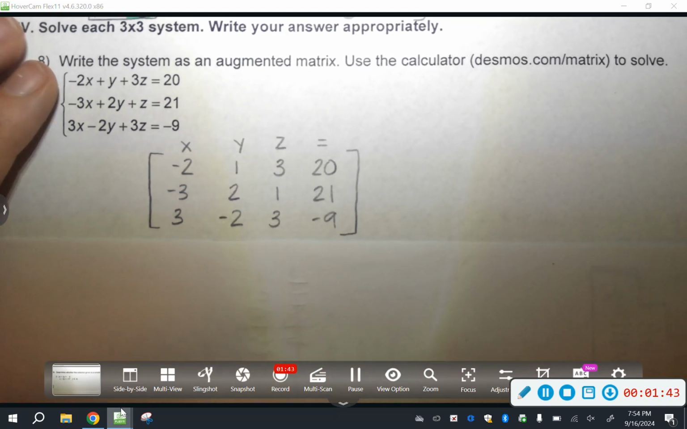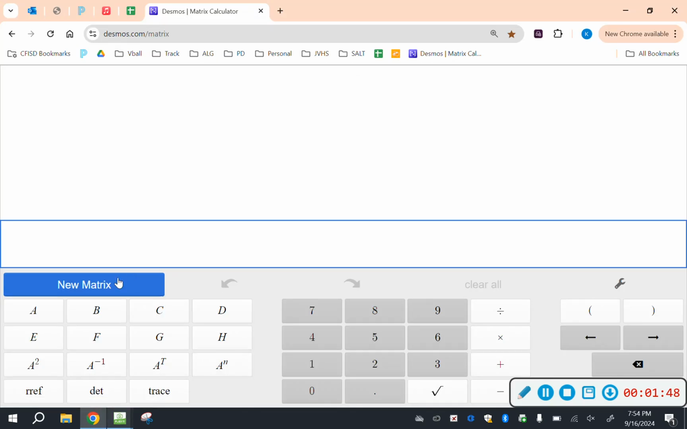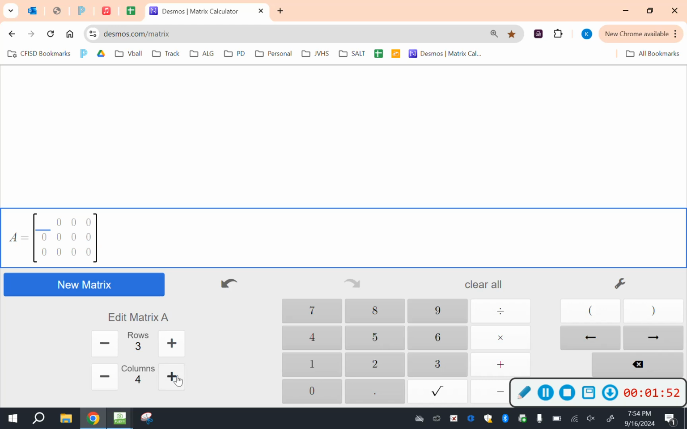Okay, next thing it says use the calculator to solve. So I'm going to go to my matrix calculator, hit new matrix. We want 3 rows and 4 columns, and then I type my numbers in how I have it written. So -2, 1, 3, 20, -3, 2, 1, 21, 3, -2, 3, -9.